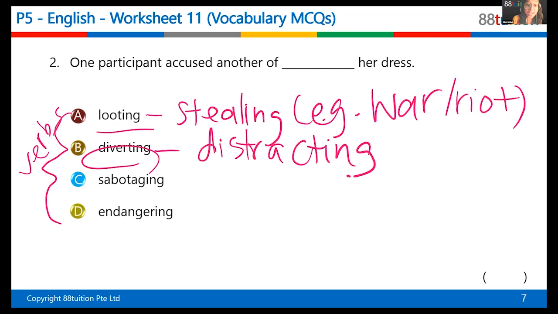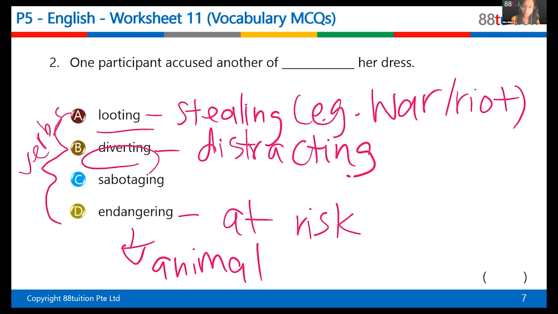And what does endangering mean? These animals are endangered, means they are at risk of extinction, right? At risk. Usually used with animals, right? You don't use it with dresses and clothes. Usually used with animals that are going to be extinct. So before they become extinct, they are first endangered, then they become extinct, right? So it's used mostly with animals or someone. Okay, but mostly with animals, okay?